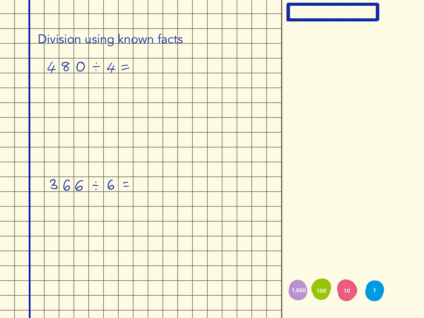Division using known facts. So there's a couple of ways to look at this. Starting with the question at the top here, 480 divided by 4. What I'm doing here is I'm thinking about my knowledge of the 4 times table.